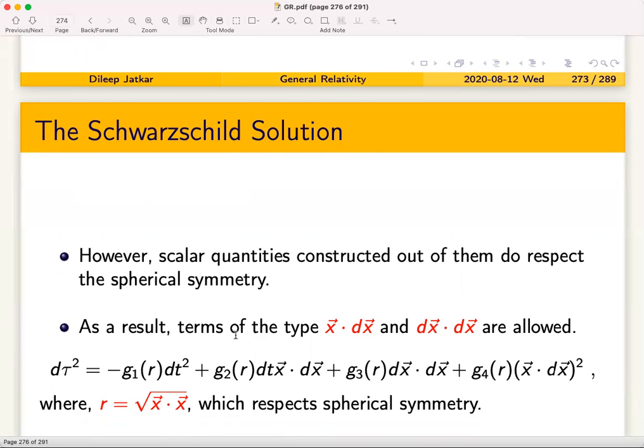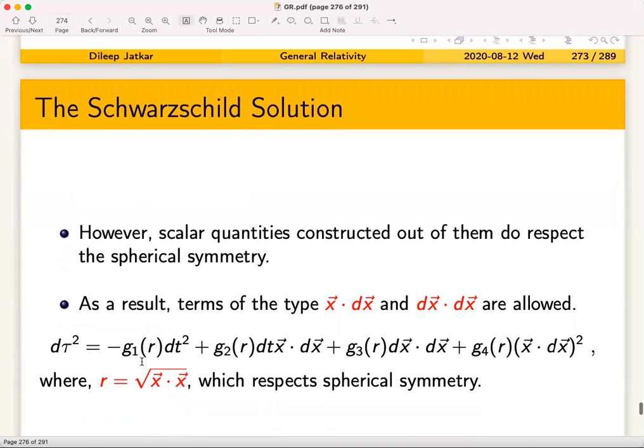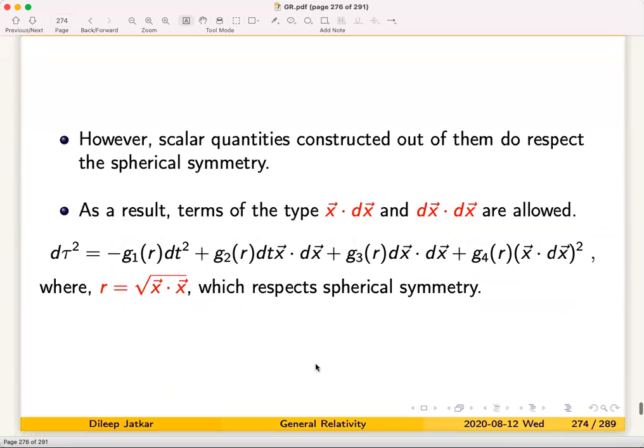So the possible metric that you could write down is g1 of r dt squared plus g2 of r times dt times x dot dx plus g3 times dx dot dx plus g4 times x dot dx whole squared. Everything has to have a double differential. This metric would respect the spherical symmetry. But this is not good enough, because although the metric components are written as functions of r, the metric line elements are not very convenient objects. Although they do respect spherical symmetry, they are not written in the proper spherical coordinate system.